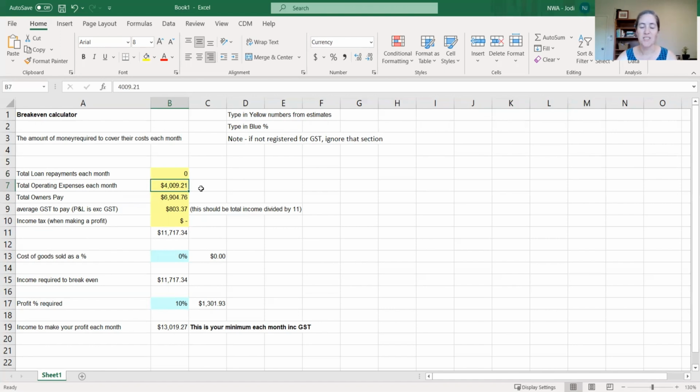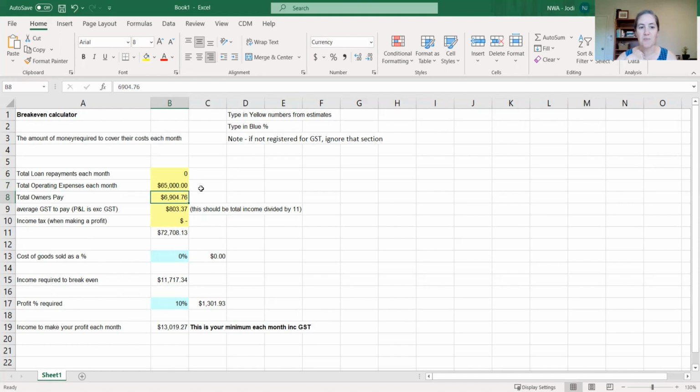Anything, subscriptions, memberships, insurance, the whole lot. So all of those, you'll need to add them up. And whatever that number is for your business, type that into the break-even calculator.